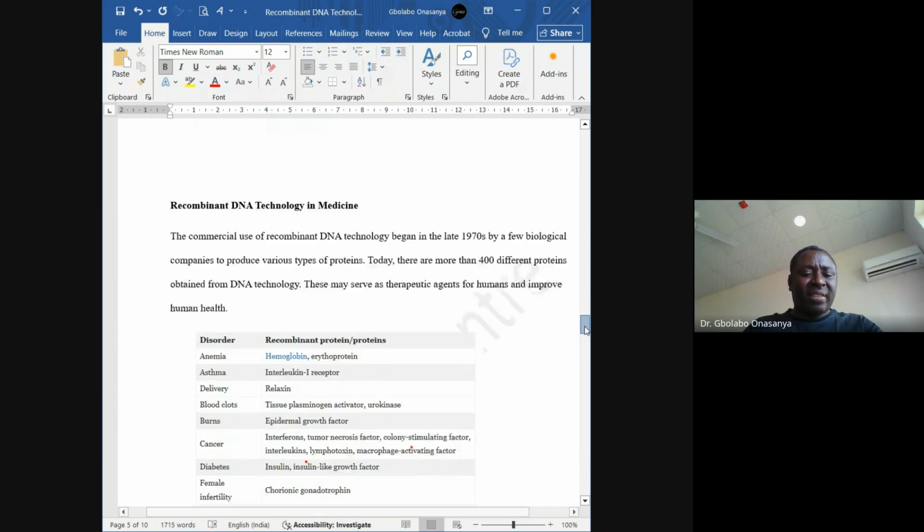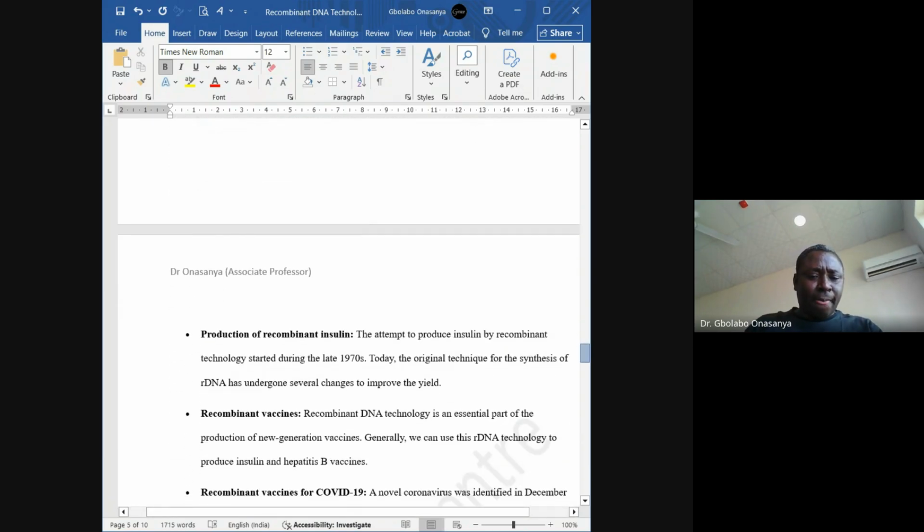So the recombinant plasmid in medicine, I've spoken to that. The example I gave was insulin, where we create the recombinant plasmid of insulin, and we create the recombinant transgenic bacteria that carry insulin. I've spoken to that.